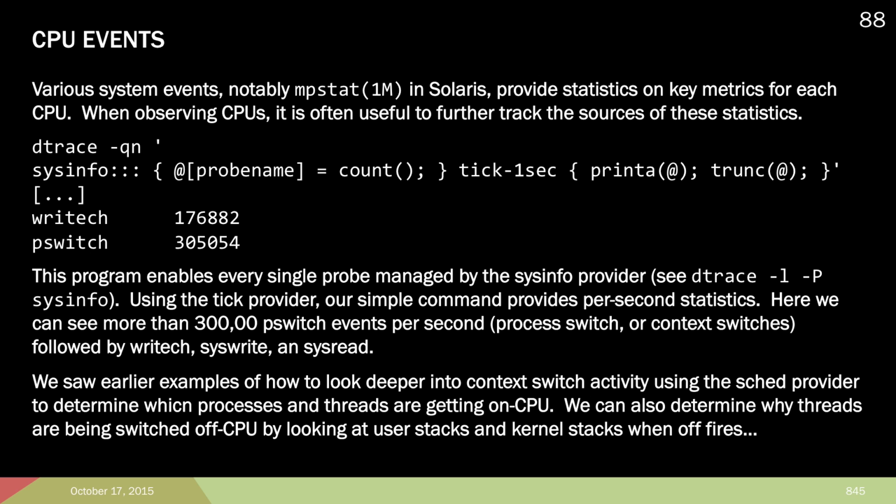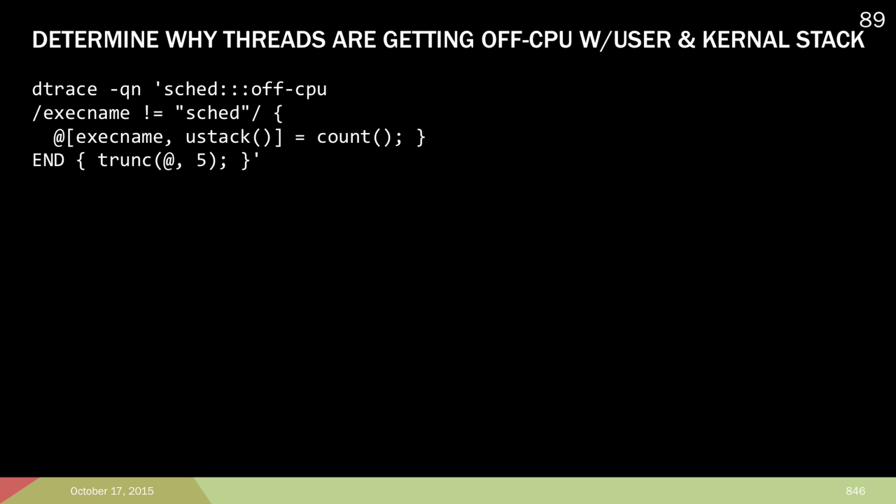We saw earlier examples of how to look deeper into context switch activity using the sched provider to determine which processes and threads are getting on CPU. We can also determine why threads are being switched off CPU by looking at user stack and kernel stacks when off-cpu fires. The kernel view aligns with what we see in the user stack trace. Threads are being switched off because of blocking on read and write system calls. In the kernel stack example, we also see instances of blocking on semaphore operations. And in the top kernel stack, we see blocking on the pwrite system call used to write to a UFS file.